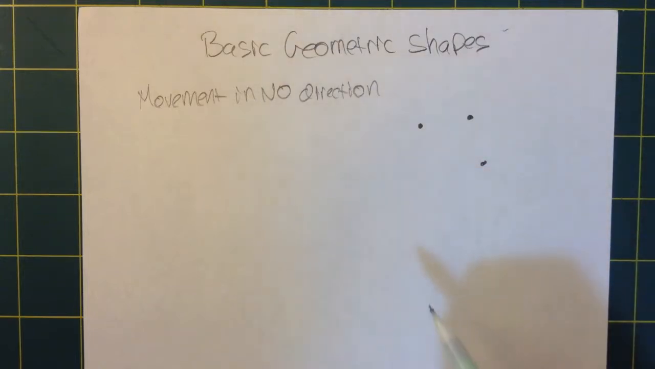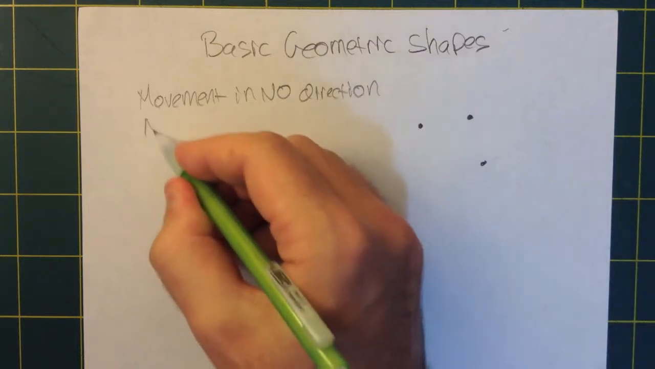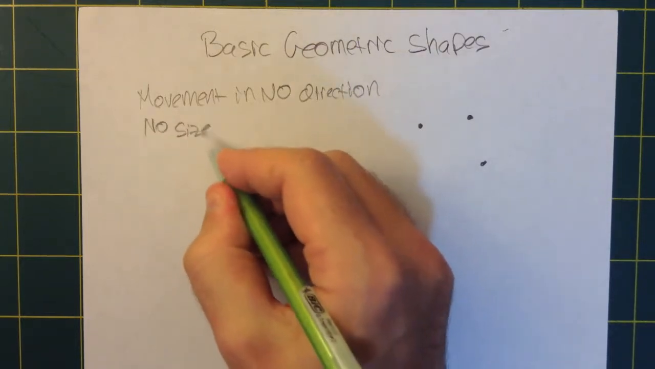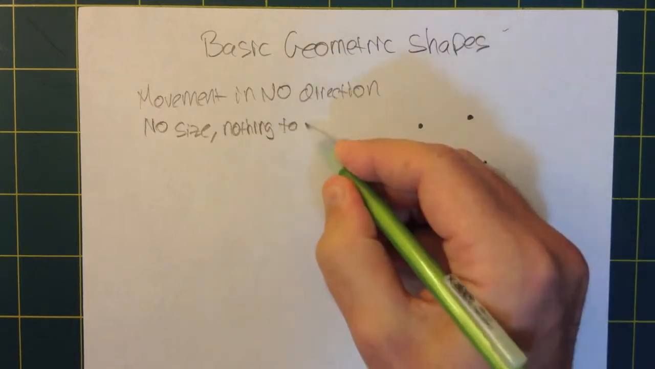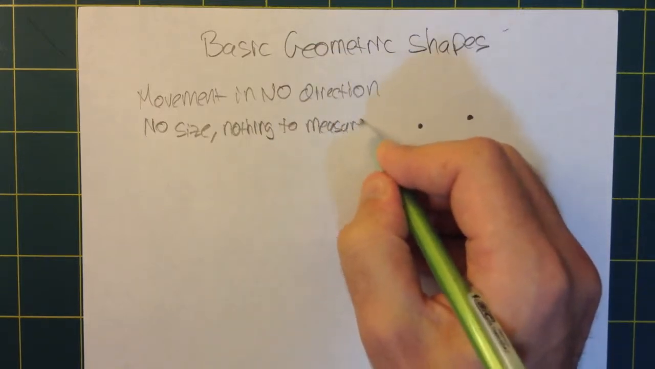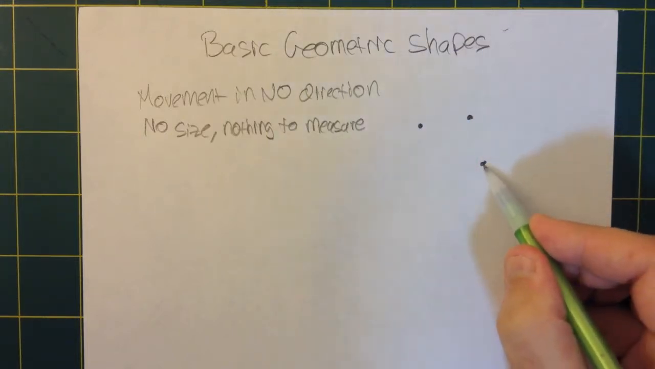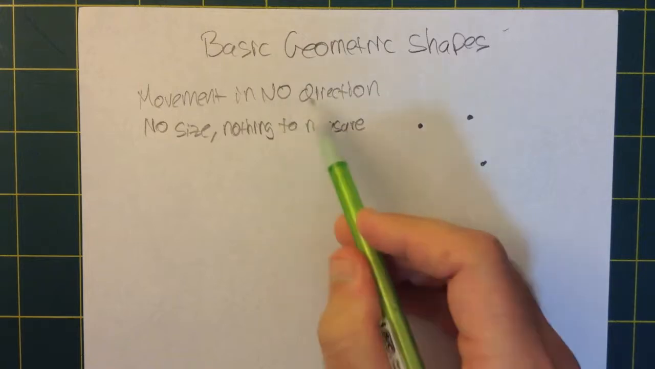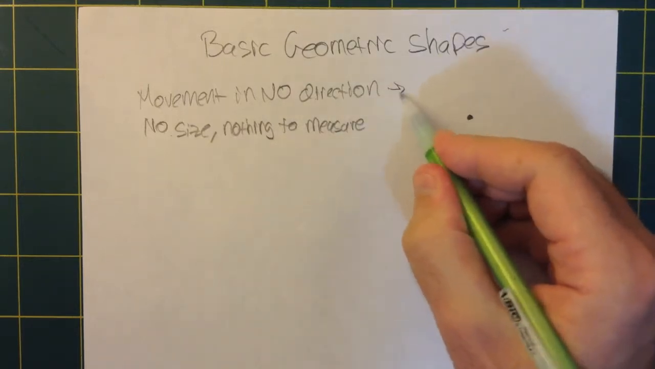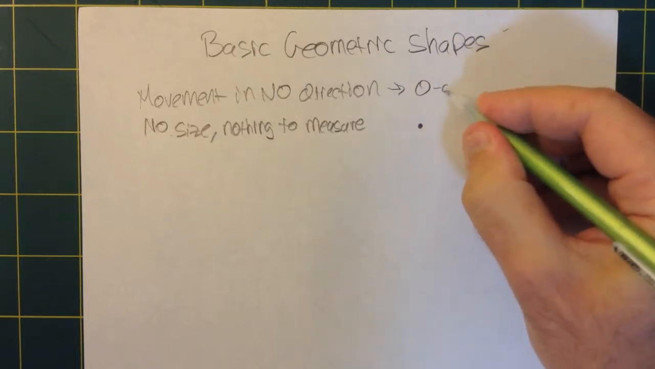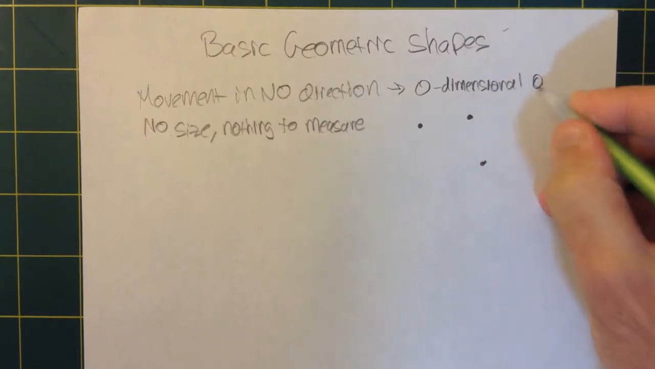When you are on one of these objects and you can't move at all from it, that means this object has no size, and there is nothing to measure about this object because you can't go anywhere. You're stuck here, or you're stuck here, or you're stuck here. Since you can move in no directions and it has no size and there's nothing to measure, we call these zero-dimensional objects.